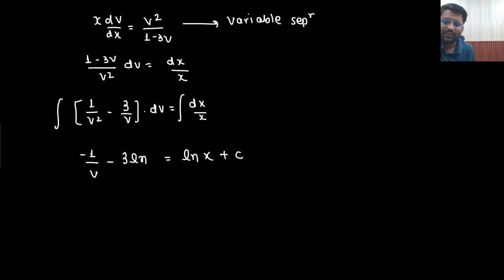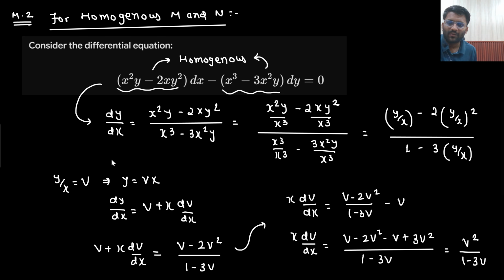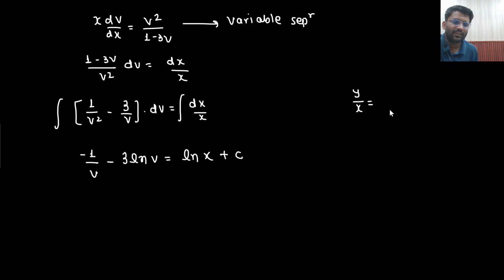Sorry guys, this is ln v. What is the value of v? Sir, y/x was v, right? y/x was v. So the value of v is y/x. So this will become −x/y − 3 ln(y/x) = ln x + c.